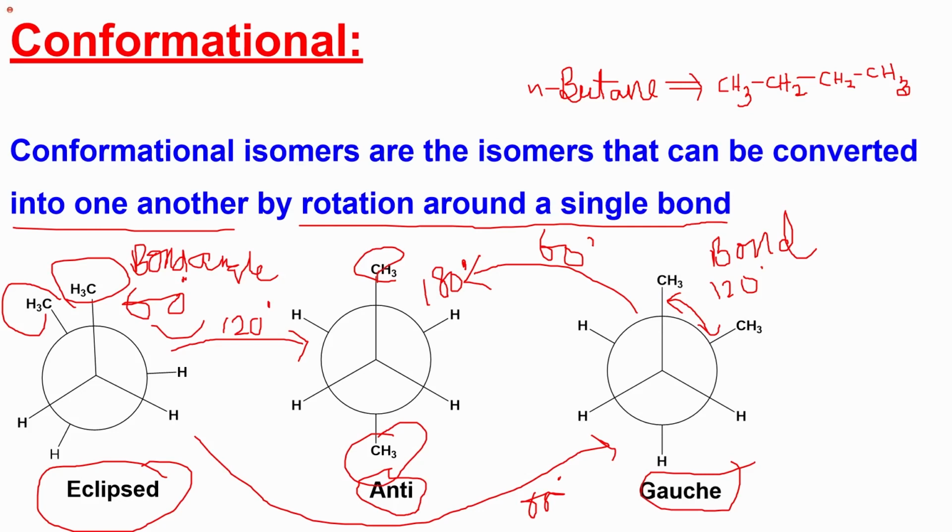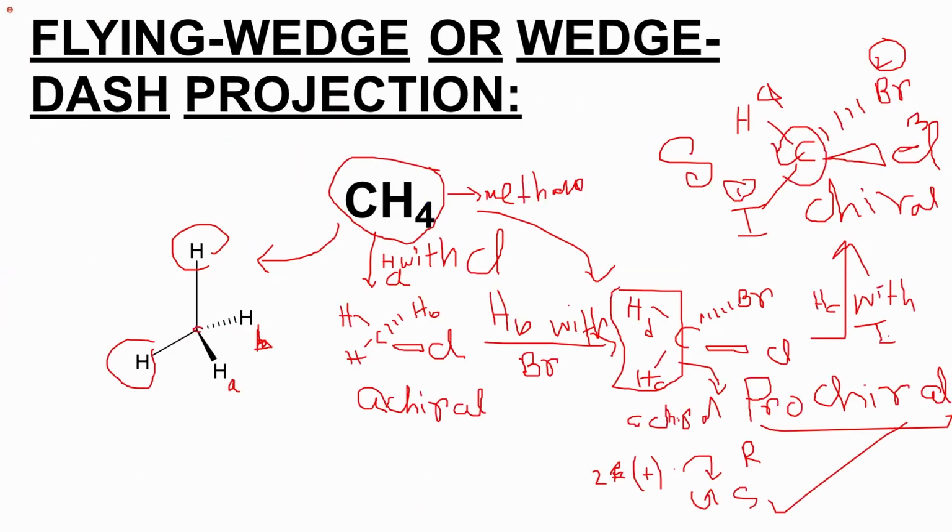Now let's go to the second one, which is the Sawhorse projection. The flying wedge: what is it? The flying wedge is CH4, that is methane. Two hydrogens are in the plane, and of the other two hydrogens, one is above and the other is below. If we want to get CH4 as a chiral molecule, we replace three hydrogens with chlorine, bromine, and iodine, then we can get the chiral version of the methane molecule. Now, this is the prochiral molecule of CH4.